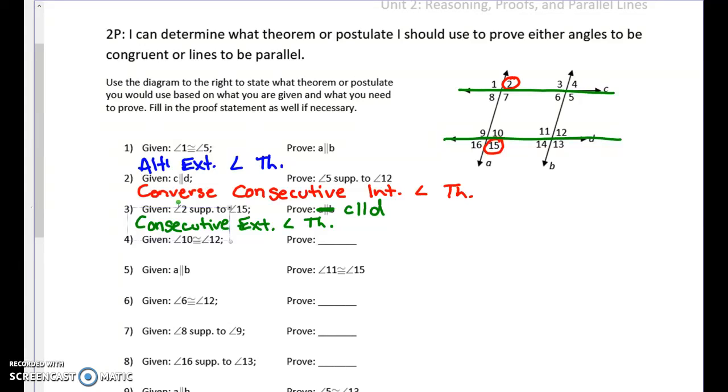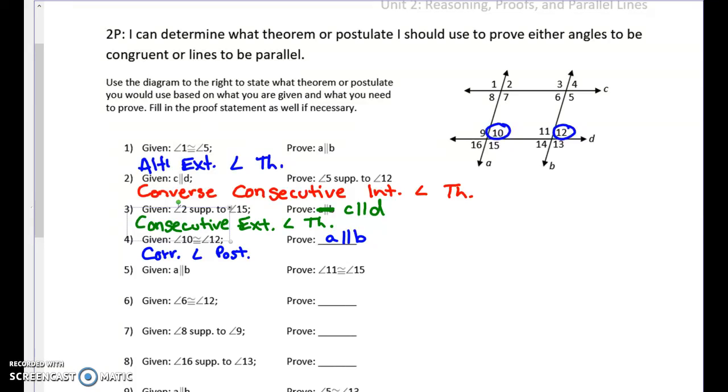Number 4, they give me that angle 10 is congruent to angle 12. Well, here's angle 10, here's angle 12. Looking at those, they are corresponding angles. And if those corresponding angles are congruent, then I'll be able to prove line A is parallel to line B. And I'm able to prove that by the corresponding angle postulate.